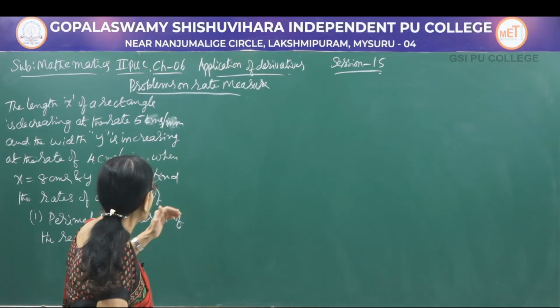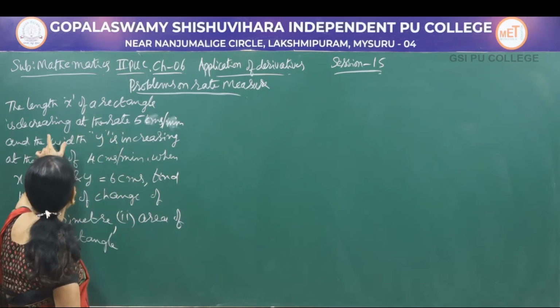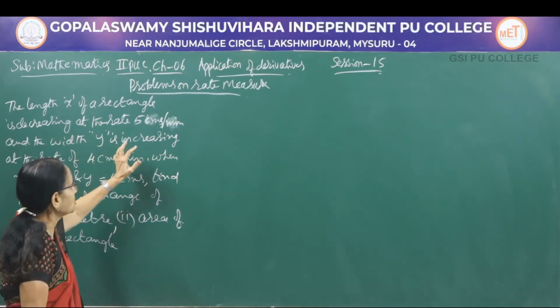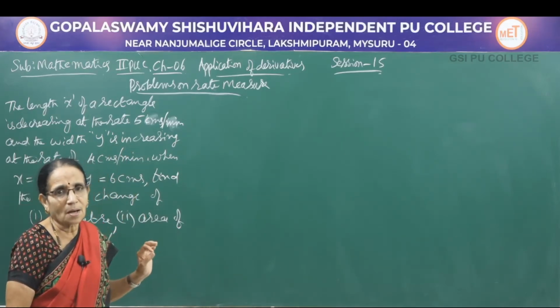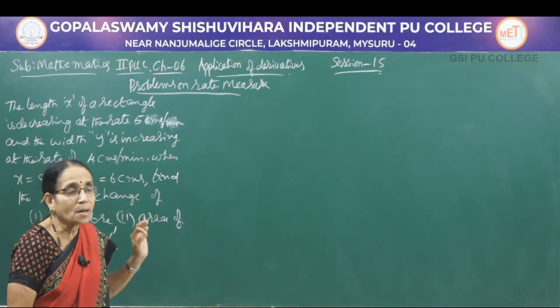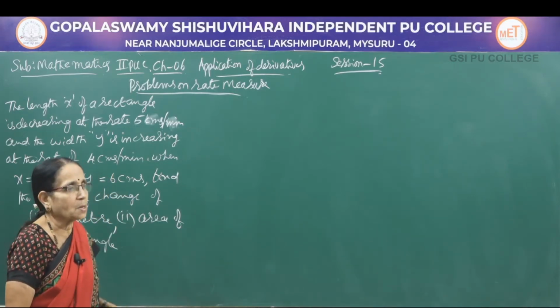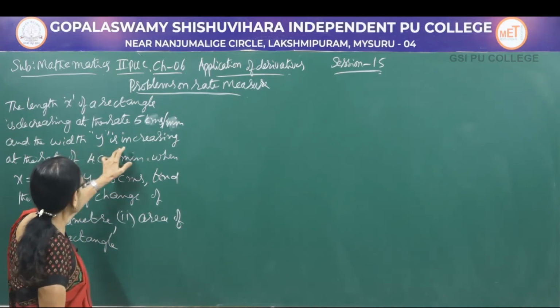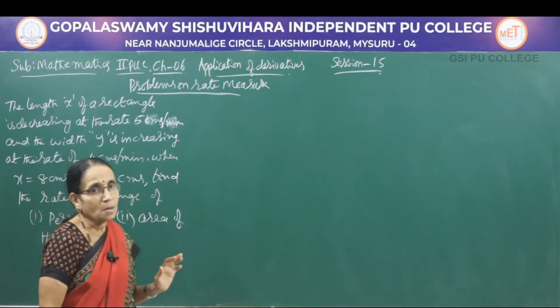Now, in today's session, I am considering a rectangle. And here let us read the problem. The length x of a rectangle is decreasing at the rate of 5 centimeters per minute. That is, there is a rectangle whose length is decreasing at the rate of 5 centimeters per minute. Next, the width y is increasing at the rate of 4 centimeters per minute.